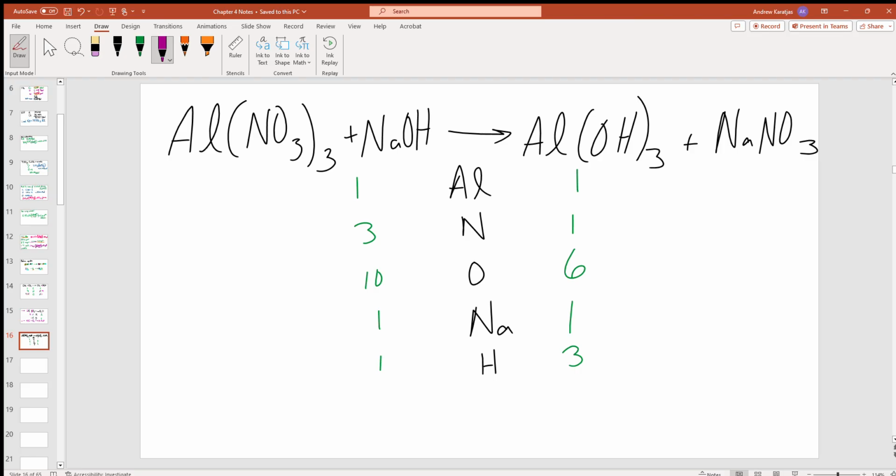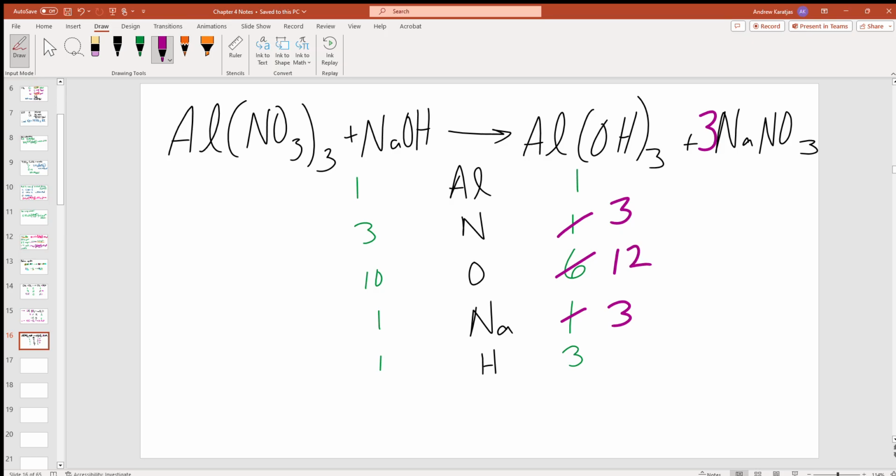So where do we start? Well, you can start anywhere you'd like, as long as it's not with oxygen. Oxygen is going to be your hardest element here to balance. So I'm going to start with nitrogen. 3 on the left, 1 on the right. So I need to put a 3 here in front of sodium nitrate. So I now have 3 nitrogens. Unfortunately, sodium was balanced. It's not anymore. And now I have 12 oxygens.